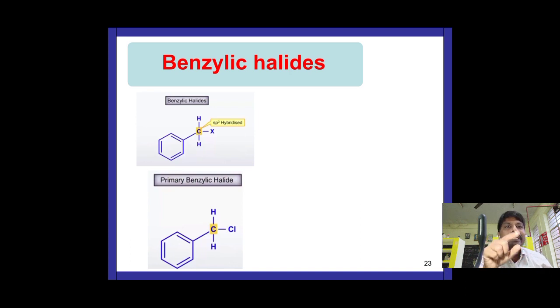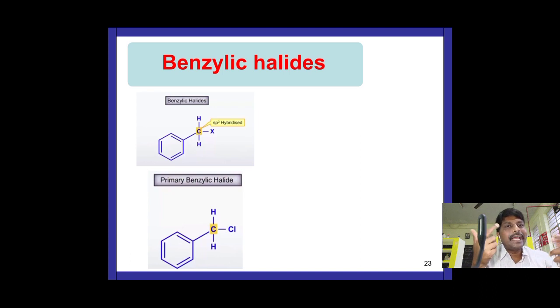Halogen atom is attached to carbon. That carbon atom is attached to a benzene ring. Then that is called benzylic halide. You have to observe that here halogen is not directly attached to the ring. If the halogen atom is directly attached to the ring, then it is aryl halide. It is another type. Their hybridization is sp2. In this case, the carbon atom is sp3. The halogen-attached carbon is sp3 hybridized, and that is attached to the benzene ring.